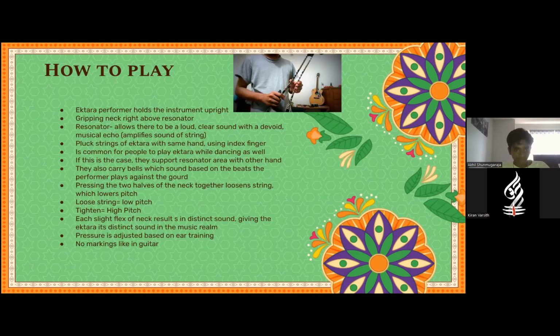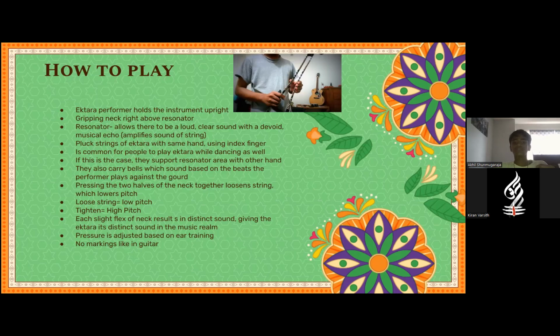For plucking, you pluck the string of the Ektara with the same hand that you're holding it up with. You use your index finger to pluck it. It's common for people to play Ektara while dancing as well. The entertainers back then would dance and play the Ektara to match the way they're dancing. In this case, they hold the resonator area with the other hand, and they carry bells with the original hand, and the bells sound based on the beats the performer plays against the gourd. If they're playing a specific beat on the gourd, they match it with the bells.